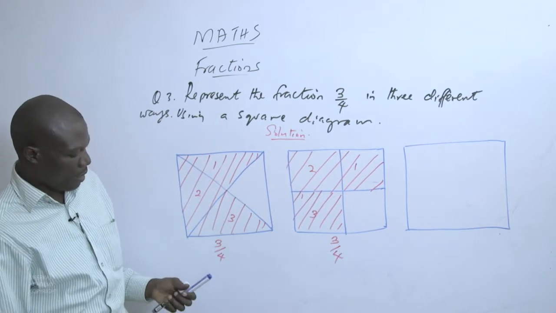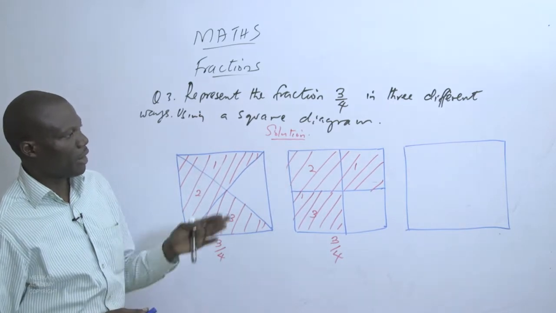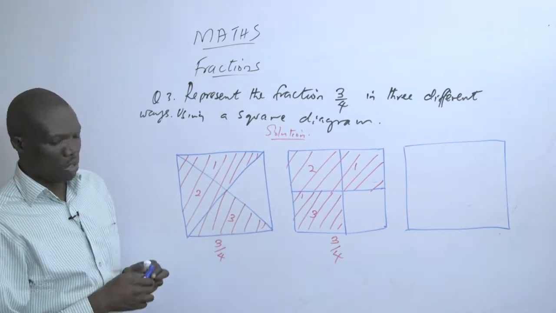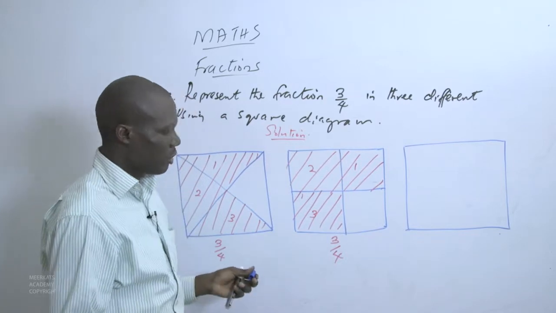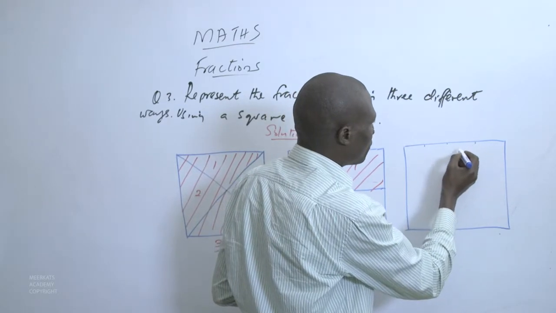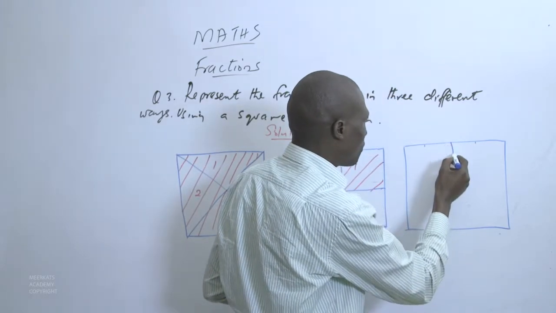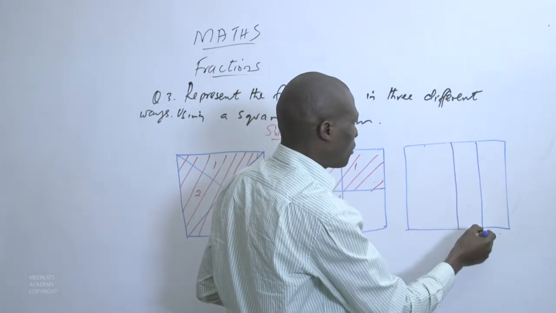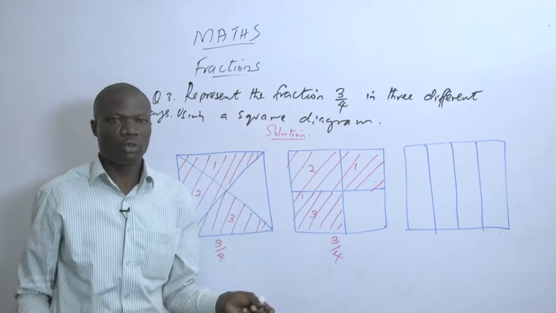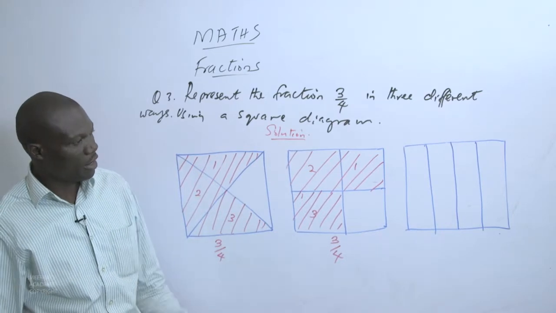The next method is to divide the square that we have into small equal vertical rectangles. So we have got 4 vertical rectangles, and they are equal in width.